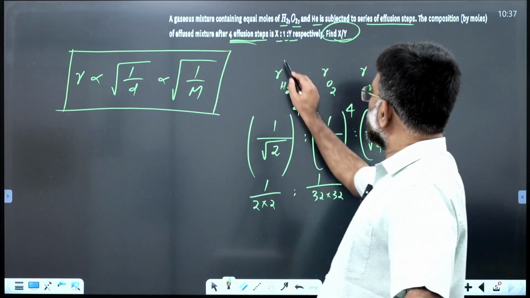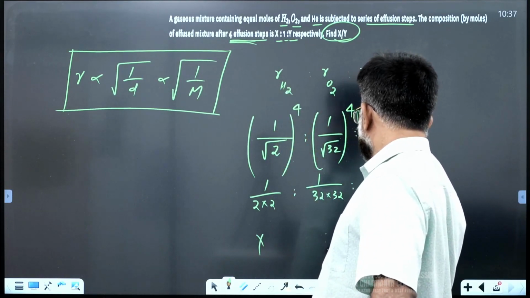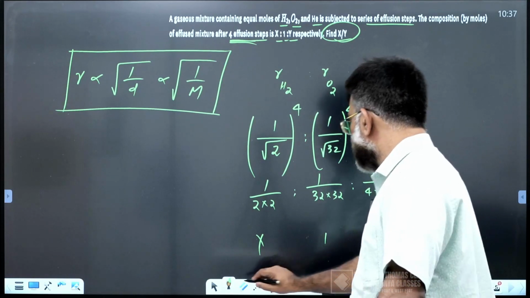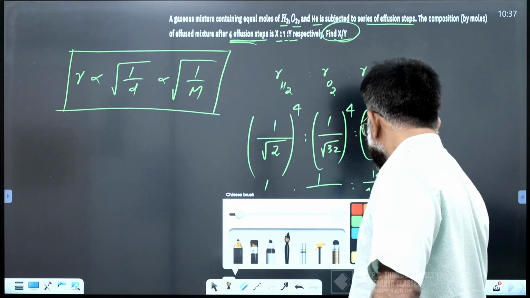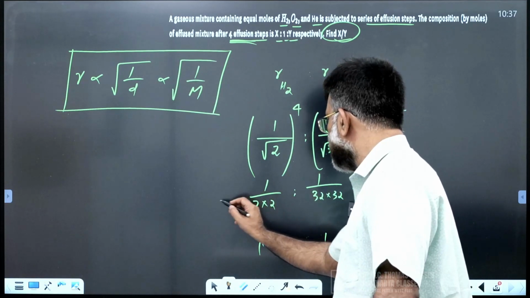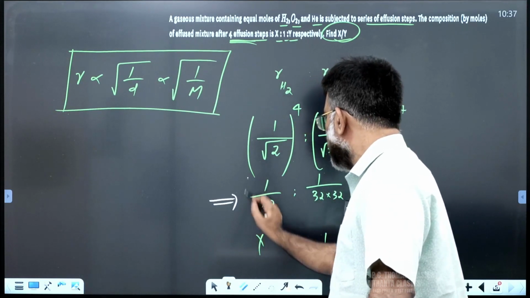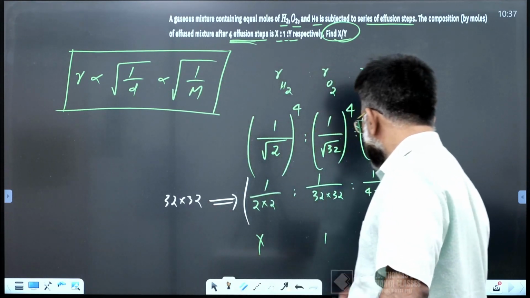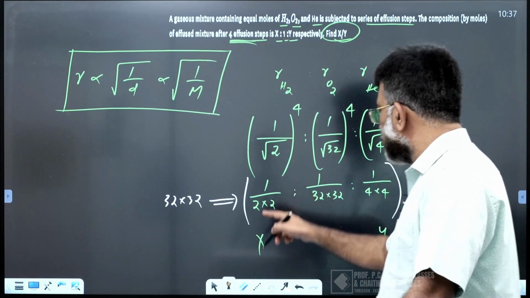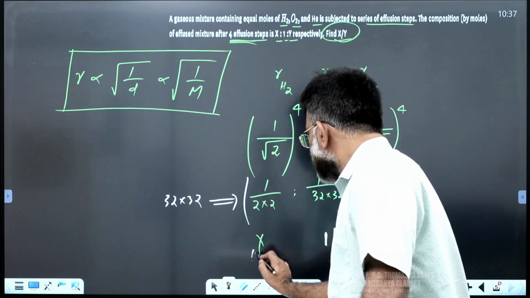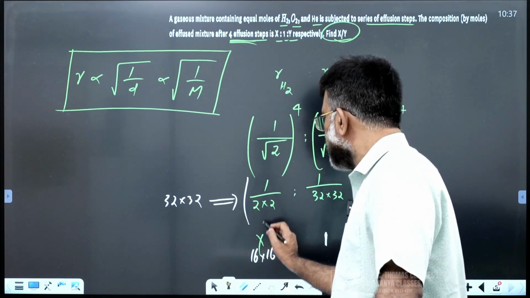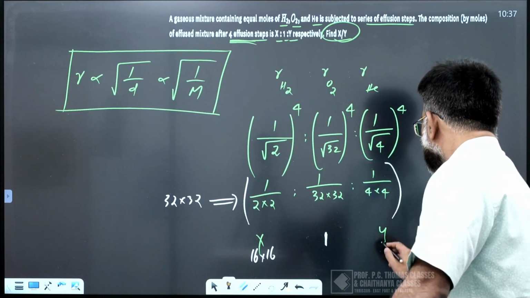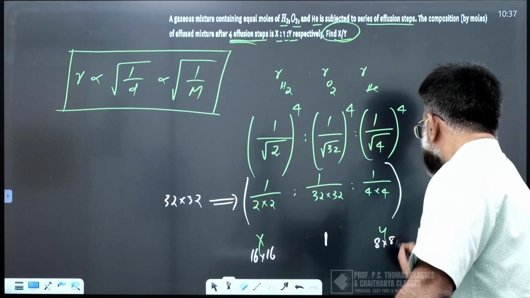Now we want x, 1, y. So when this is made 1, multiply the whole thing with 32, 32. So this will become 1. And what about this? This will become 16 into 16, because 32 into 32 by 2 into 2 is 16, 16. And this will become 8, 8.